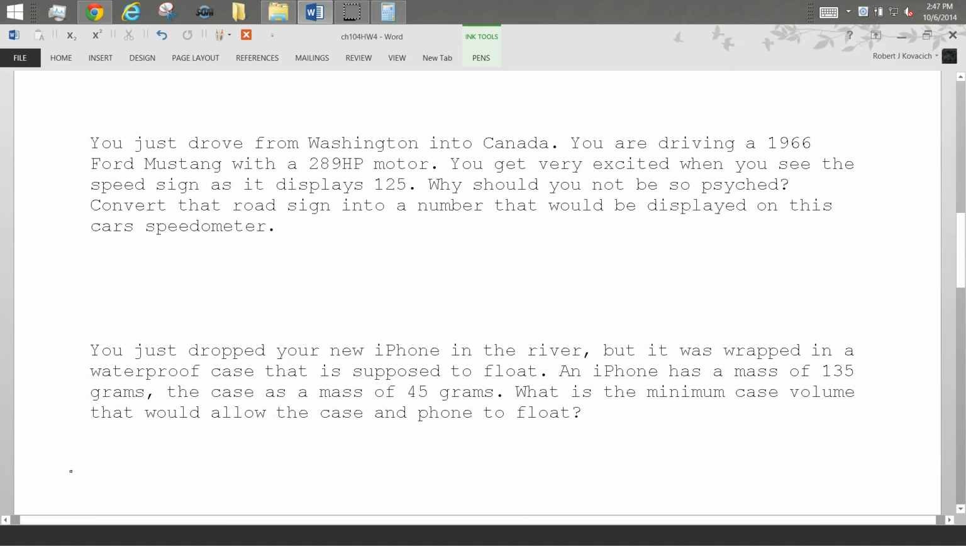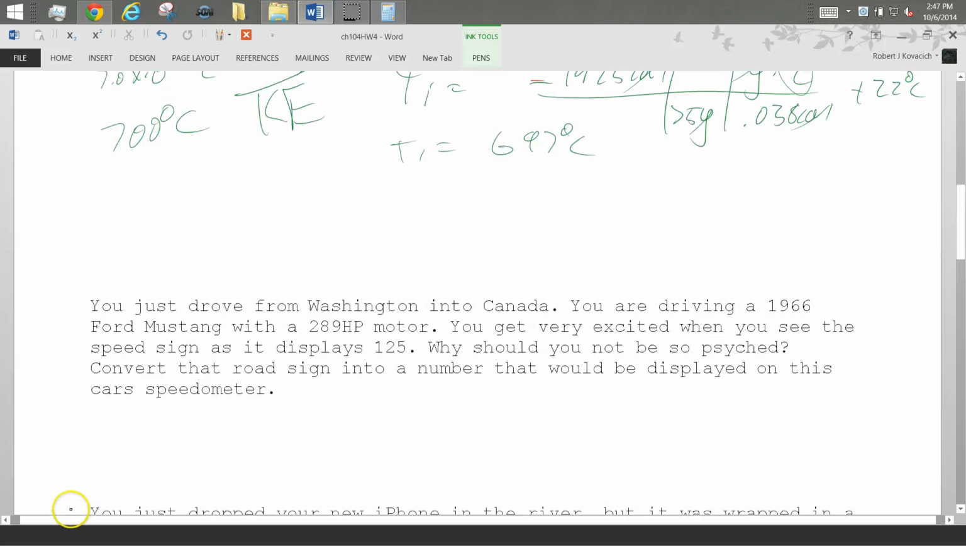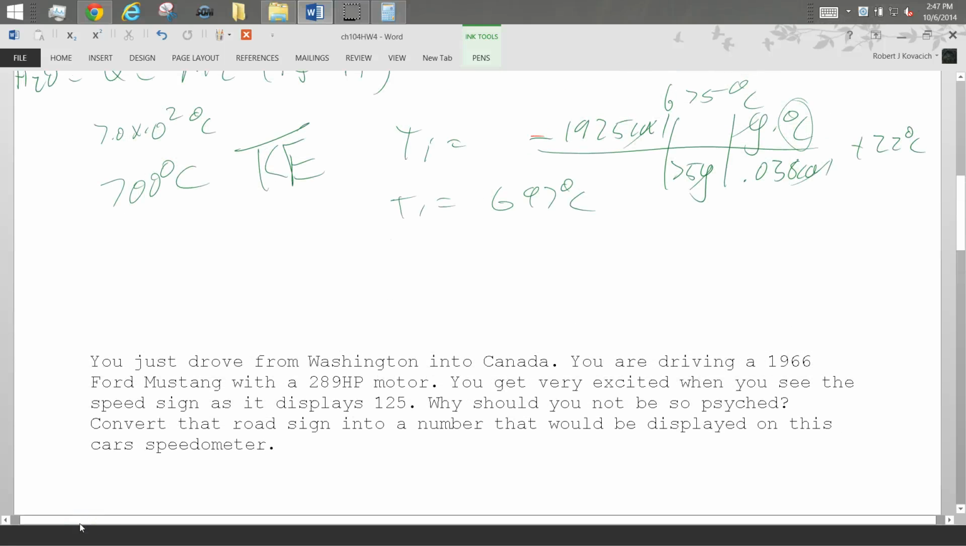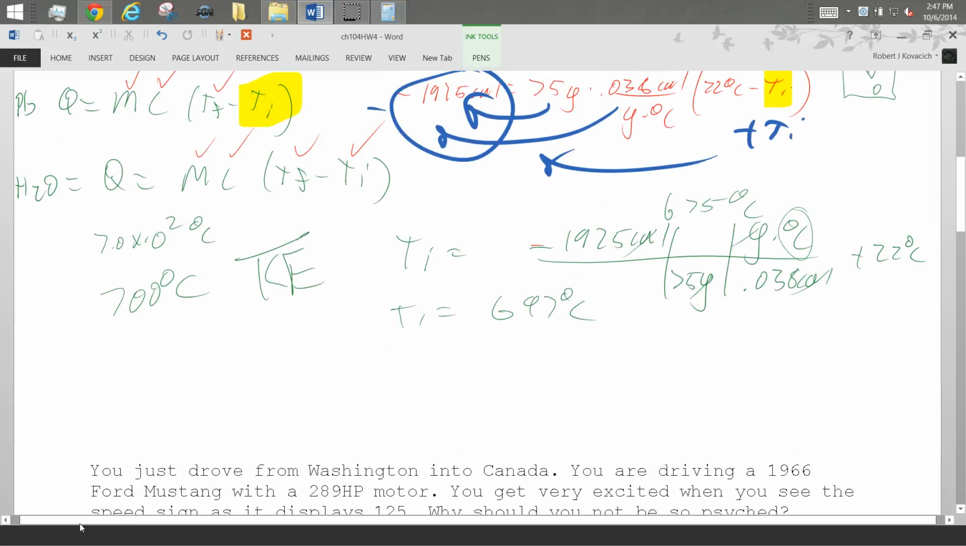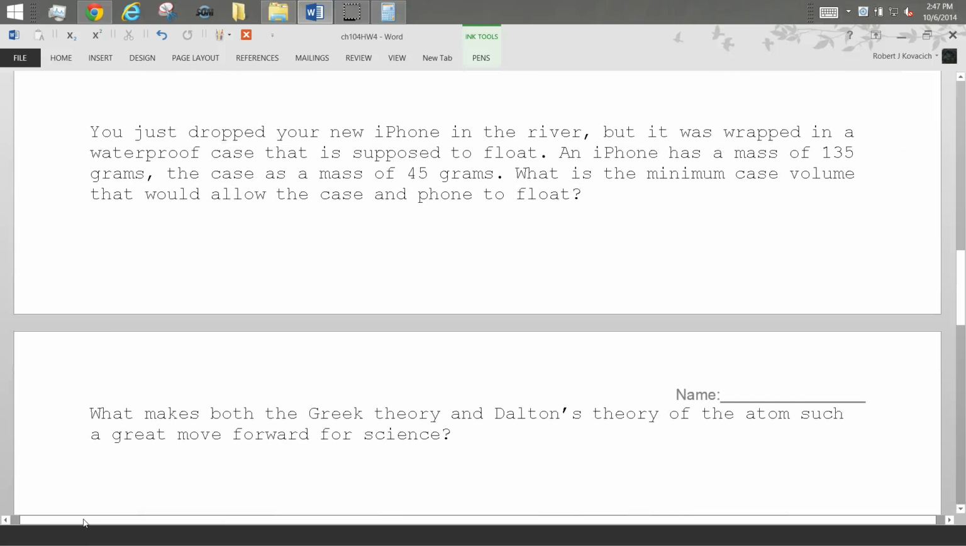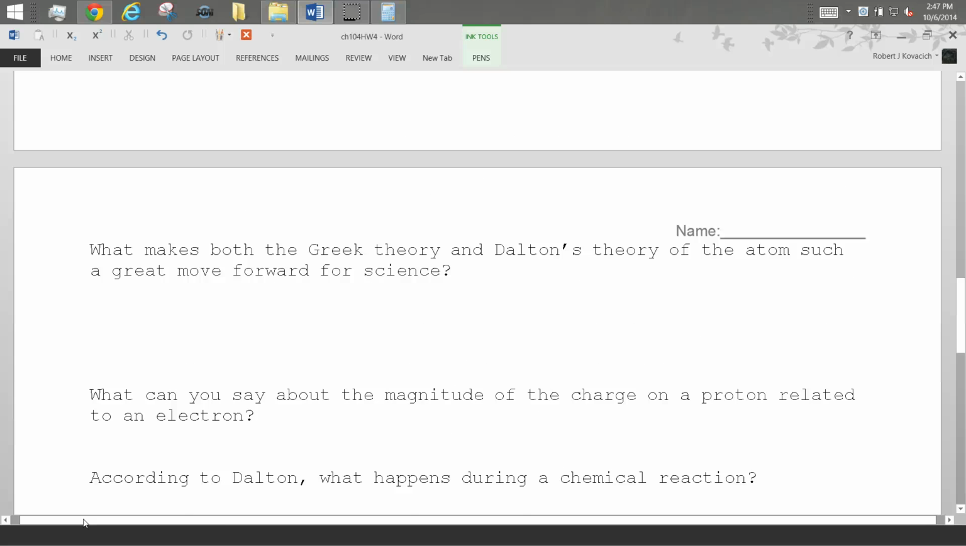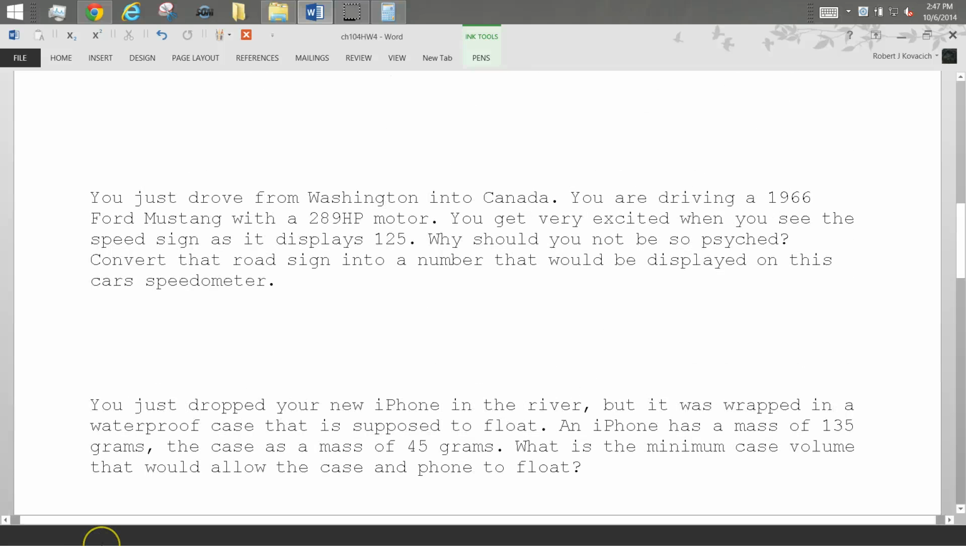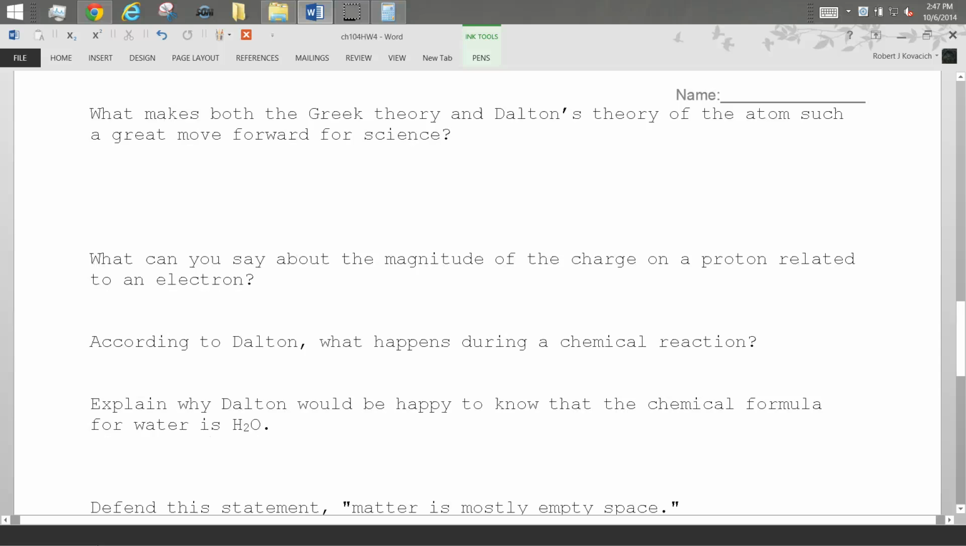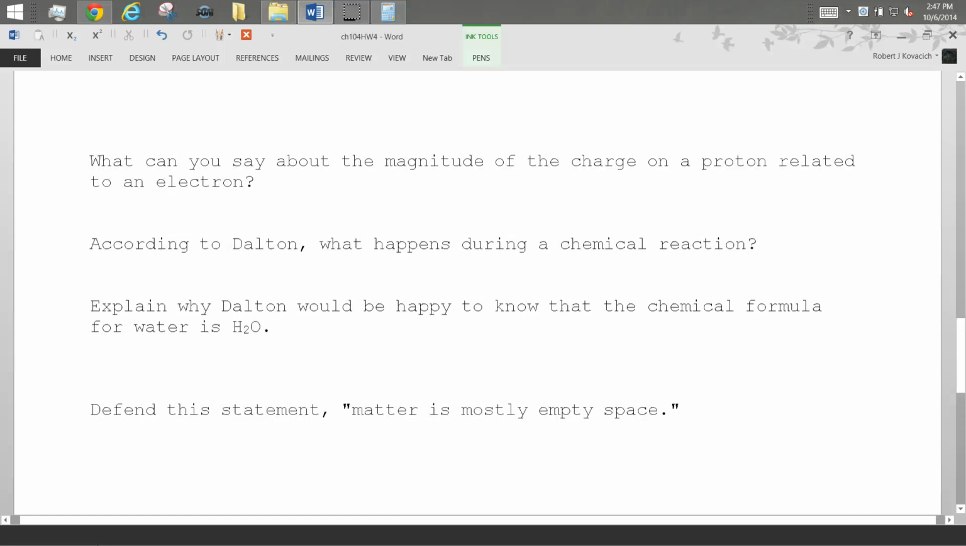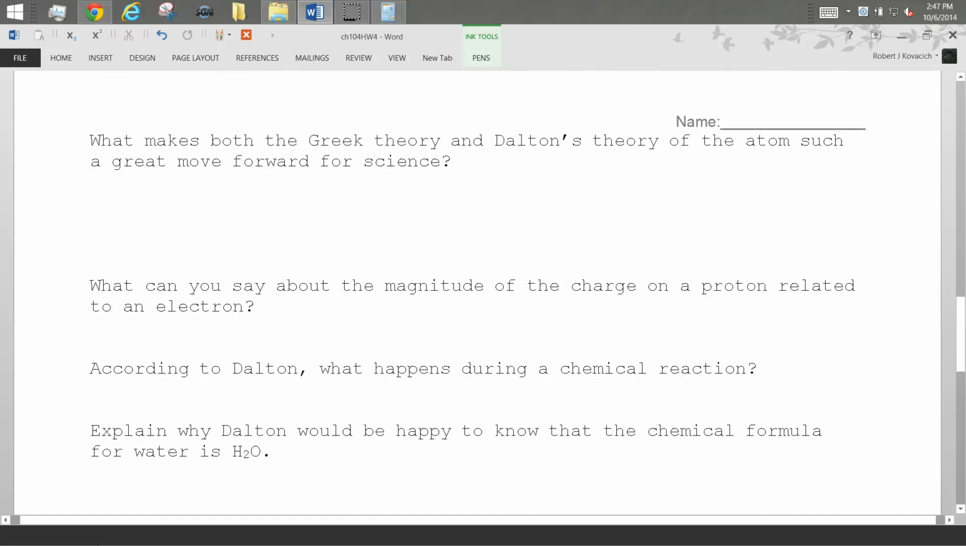Okay, so you just went into Canada. That's not on ours. What makes both the Greek theory and Dalton's theory of the atom such a great move forward? You had that one? Yeah, we have the other. Those aren't on yours? No. No, we got lucky. I know, I'm like, shoot, did I not print it out right? Not getting a homework question isn't lucky, because that means I expected you to already see it.